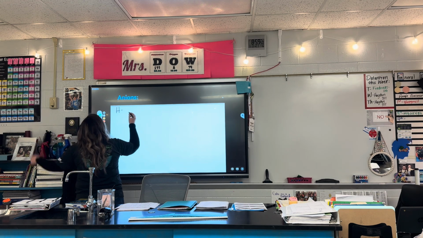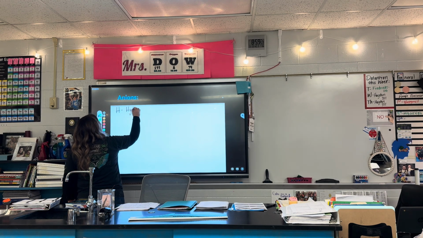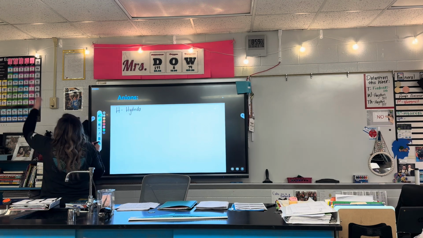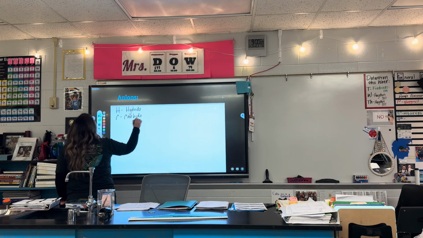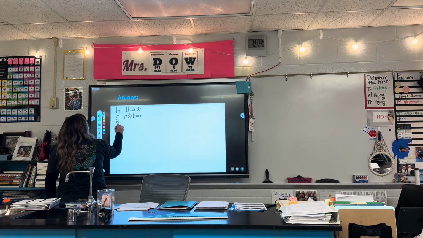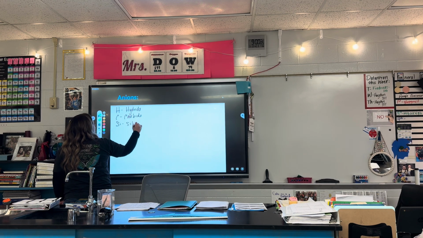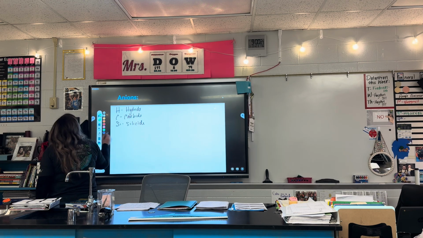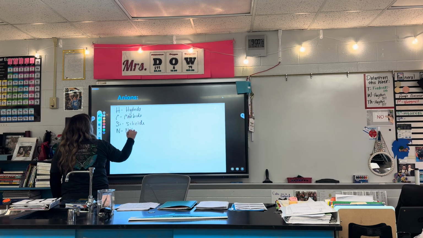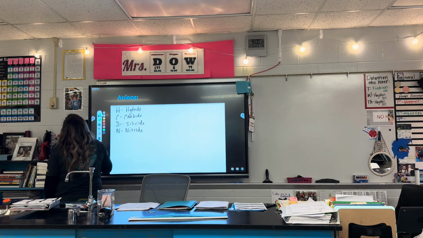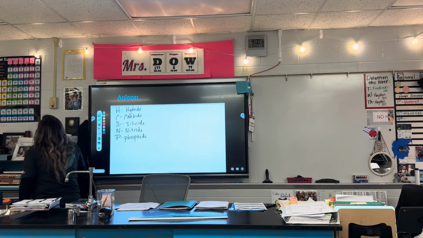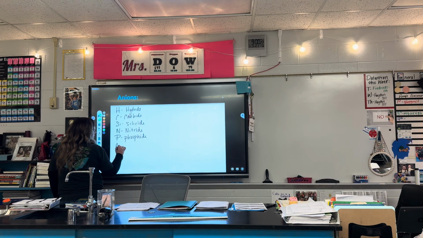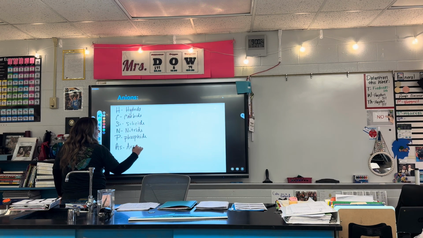The first one over there, hydrogen, becomes hydride. Then we jump over to the right. Carbon becomes carbide. Silicon becomes silicide. Nitrogen becomes nitride. Phosphorus becomes phosphide. Arsenic becomes arsenide.